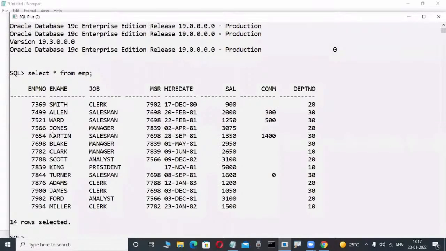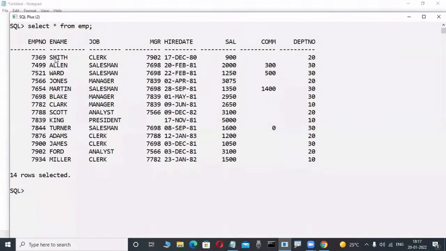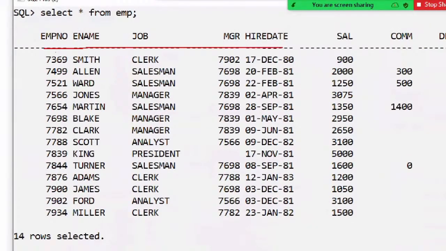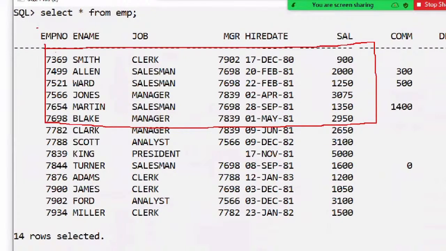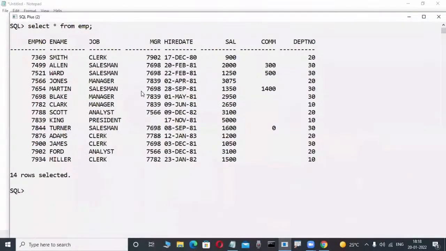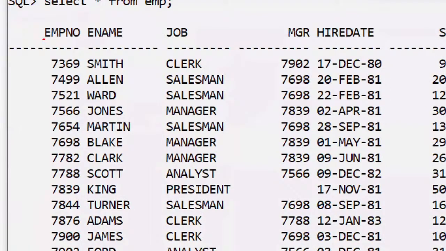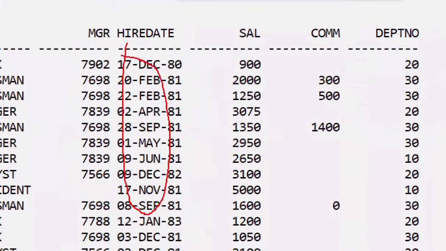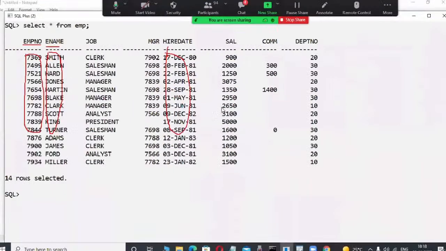For example, in this database, there is a structured collection of data, or not? Yes, they are storing data in an organized fashion. Organized fashion means a table: here these are columns, here these are rows. In an organized manner only they're storing the data. Observe here, this is a matrix format. In the employee number column, only numbers are available. In this column, only characters are available. In this column, only dates are available. That's why a structured manner only the data is stored.